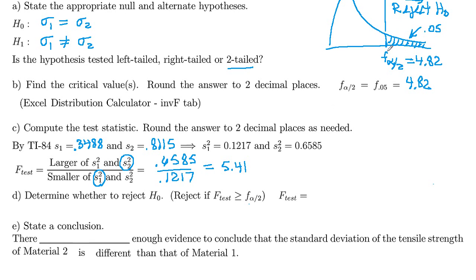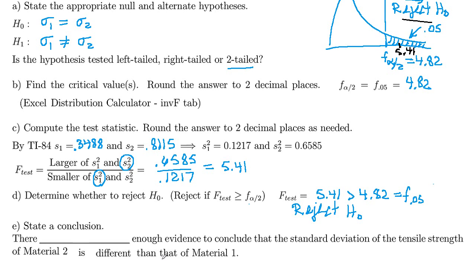So 4.82 is right here, and then the 5.41 would be right here. And you can see that that is indeed in the rejection region. So we're going to reject the null hypothesis here. Our F test statistic is 5.41, which is greater than 4.82, our F.05. And so we are going to reject H0 because our test statistic is in the rejection region.